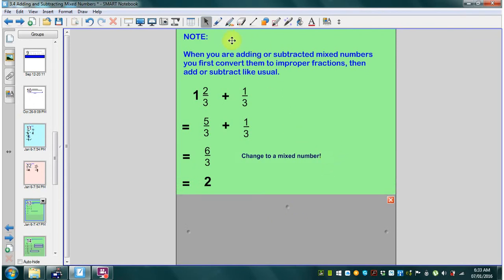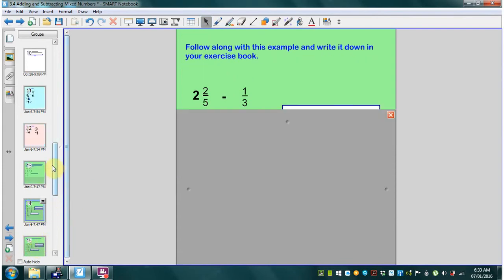So take a second and make sure you have all that written down, and then we'll move on to one more example that we'll do together. Okay, follow along with this example and write it down in your exercise book. So just write down the start right here, and then we'll do this one together. Okay, 2 and 2 over 5, subtract 1 over 3. So what's our first step? Our first step is, we have a mixed number. We have to convert that to an improper fraction.